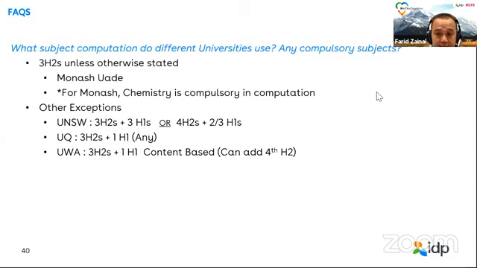As for the other universities, UNSW or University of New South Wales will take in everything that you have done: all 3 H2s, 3 H1s, and if attempted, all 4 H2s and the 2 or 3 H1s. The University of Queensland will take in all 3 H2s and any 1 H1. Last but not least, the University of Western Australia will accept the 3 H2s and 1 content-based H1. And the H1 can in fact be replaced by a 4th H2 if the applicant has completed it.